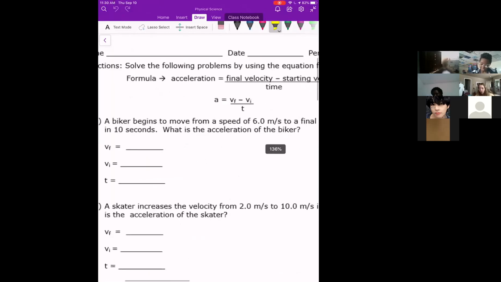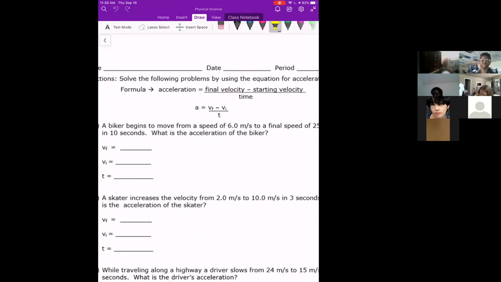All right, so here is the formula for acceleration. It is final velocity minus starting velocity. So acceleration is final velocity minus starting velocity divided by time. And we just write it like this: V sub F and V sub I, and then a little T. The hardest thing about these is making sure that you don't mix up the two of these, okay? You have to think about when you started, which one is your initial and which one is your final.